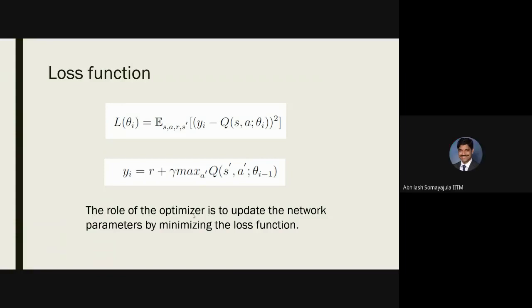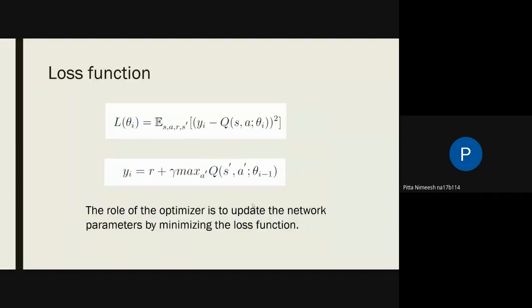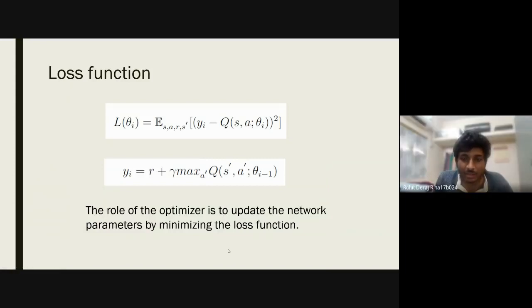Can you explain the y_i part? What is the theta we are using there, in the loss function? This theta i minus 1 is the theta parameter that you're currently using, and theta i is what you are solving for, that is, what theta i should be so that the loss function is minimum.